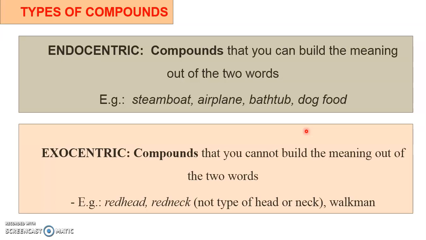On the other hand, with exocentric compounds, you cannot build the meaning out of the two words. Okay, so have a look at the word Walkman. Remember the Walkman that you put the cassette in, you listen to the cassette. So if you look at the words walk and man, you can see a man walking. Come on, it's a device, right? So have a look at redneck. It's not a type of head or neck. And a redhead. Okay, so I wanted you to look for the meaning of those words and think about what they mean. Yes, and it's absolutely different to what they imply or what you can build up the meaning from here.